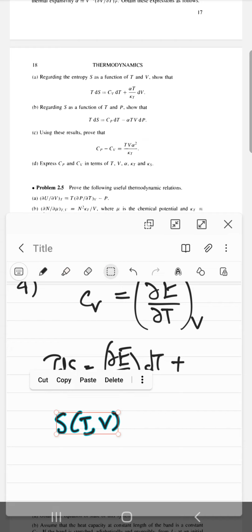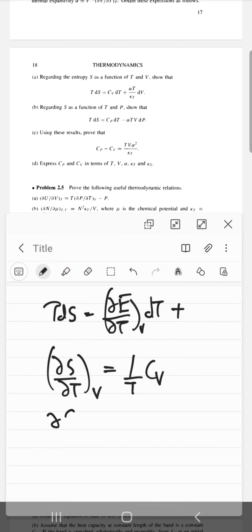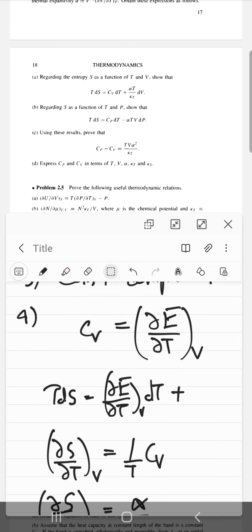So essentially all we have to do is prove these two equations: that partial S by partial T at constant volume should be equal to 1 upon T times Cv. If we can prove that, then one part is done. Then you have to prove that partial S upon partial V at constant temperature is equal to alpha upon kappa T. If we can prove these two equations, we'll be done, because then it's easy to see that this equation is going to be true.